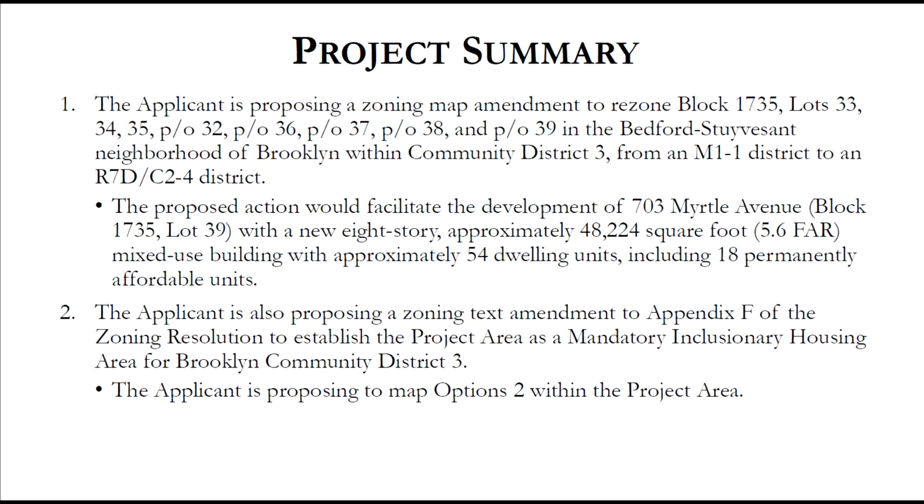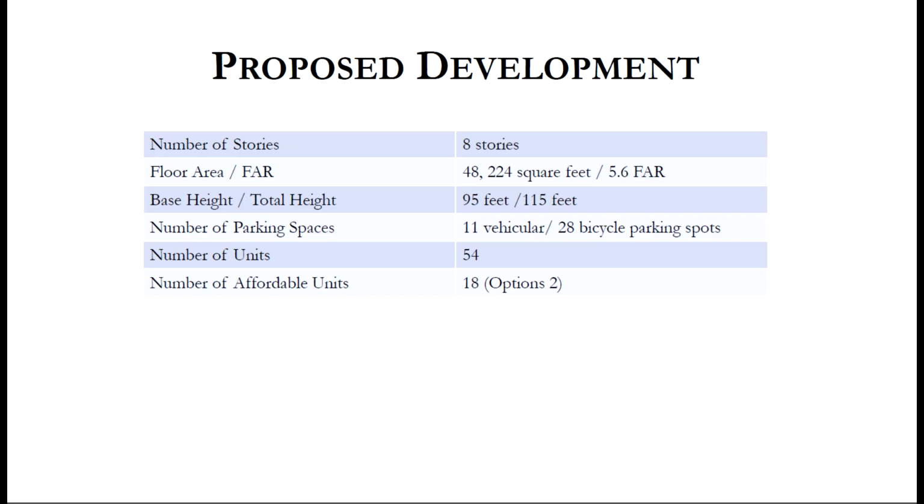So the proposed development here is, as stated, an 8-story building of roughly 48,000 square feet. It would have a base height of 95 feet with 115 feet total height. The parking would be 11 vehicular spaces and 28 bike parking spaces. There would be 54 units in the building, of which 18 would be affordable at Option 2.